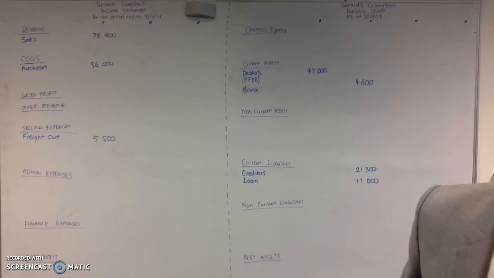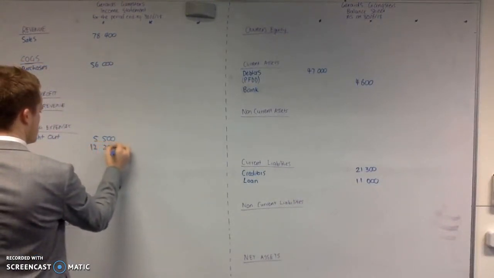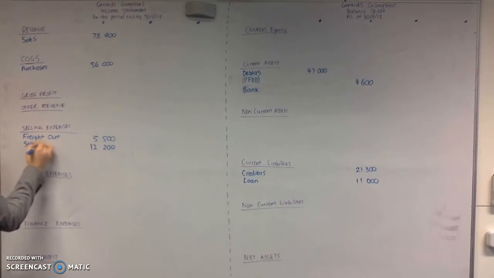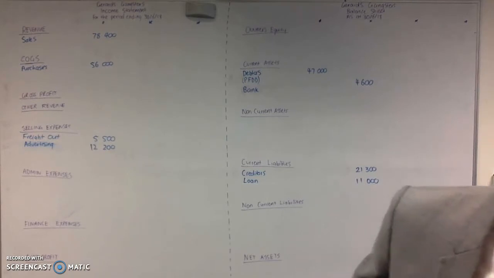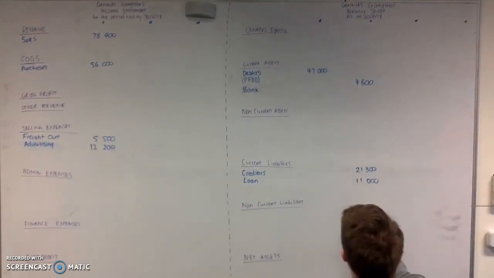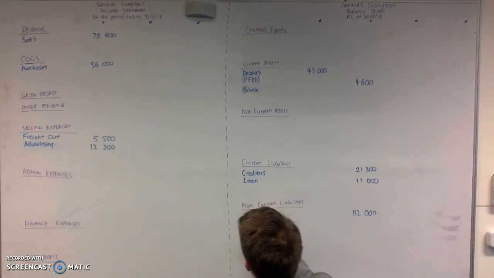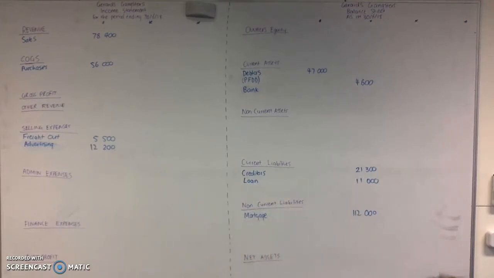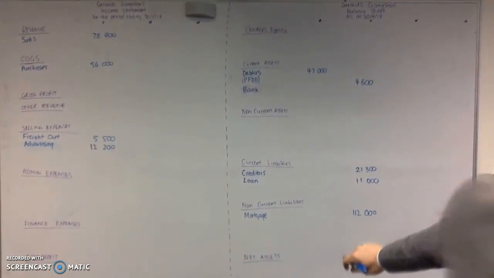Next, we've got advertising for $12,200. Advertising is a selling expense. Next, we've got mortgage. That's a non-current liability, $112,000. Next one, office wages. That's going to be an admin expense for $9,000.